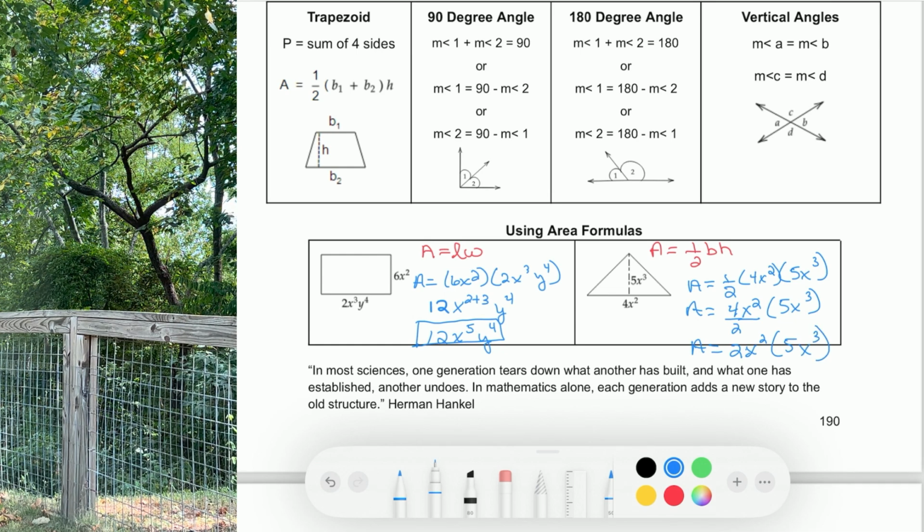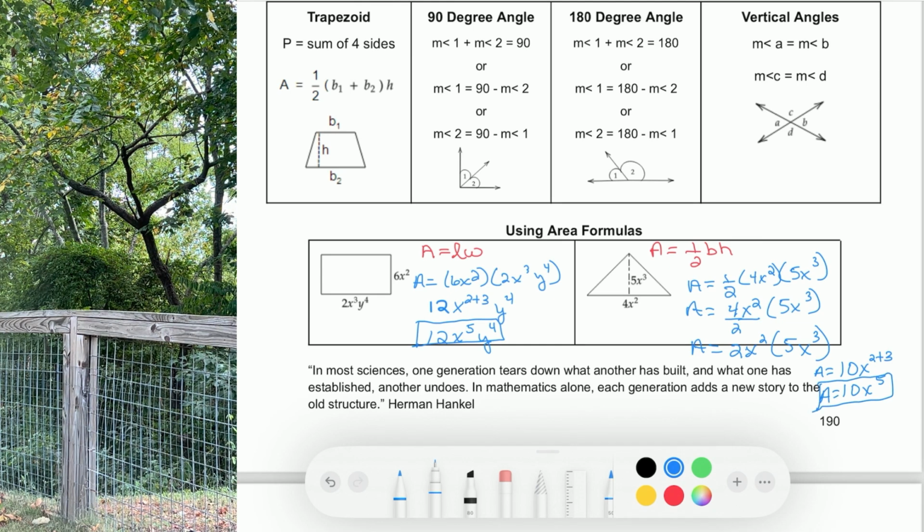And then I'm going to use the product rule. So A equals 2 times 5 is 10. And then we have x squared times x cubed, x to the 2 plus 3. And we get 10x to the power of 5. So our area of that triangle is 10x to the power of 5.